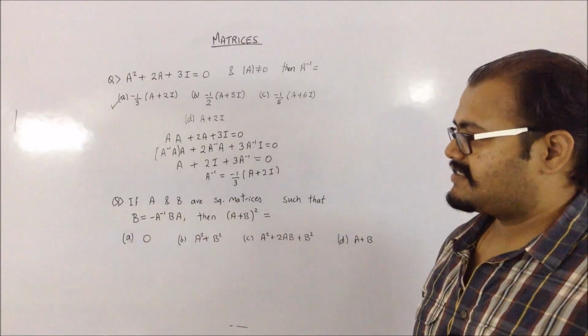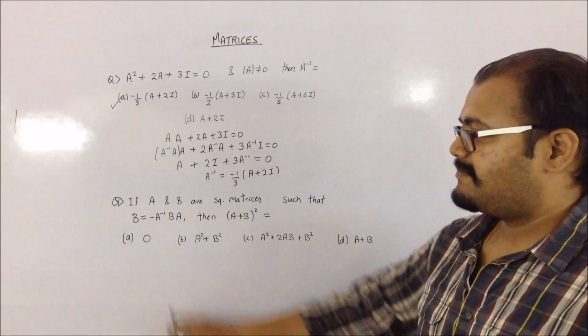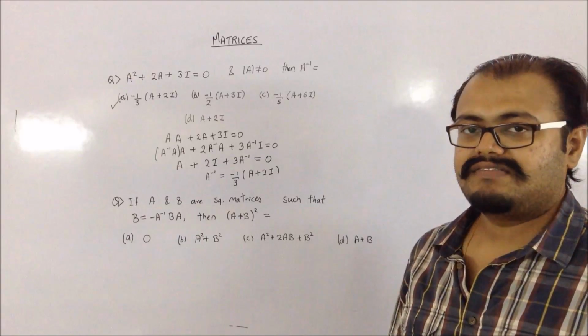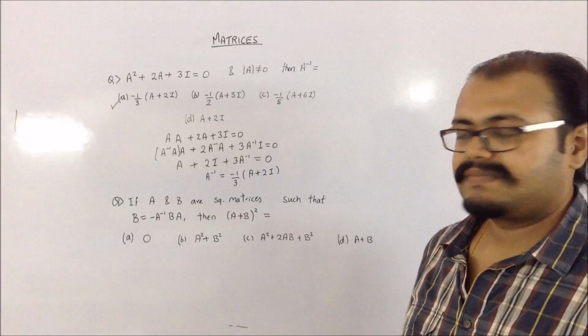Next we are seeing it is given that A and B are square matrices such that B is equal to minus A inverse BA. Then I have to find what is going to be my A plus B.